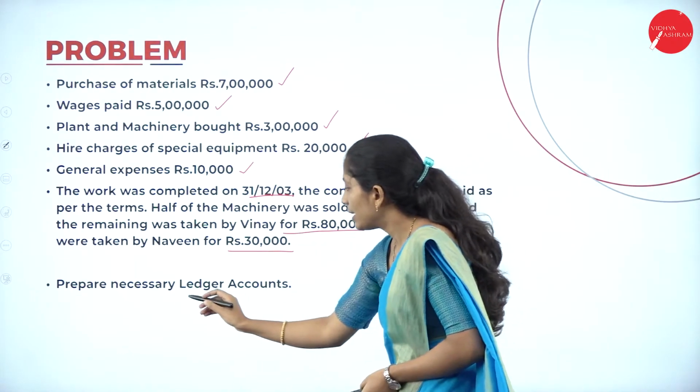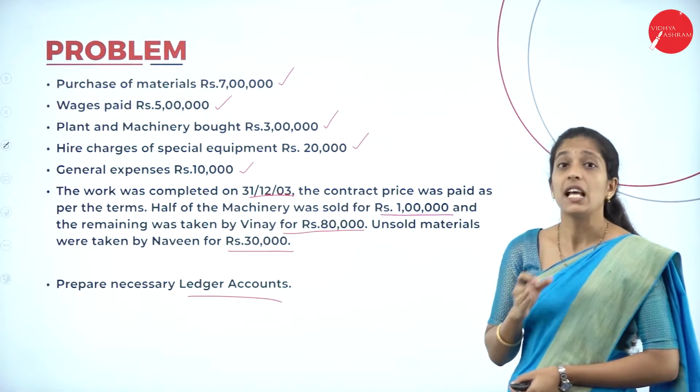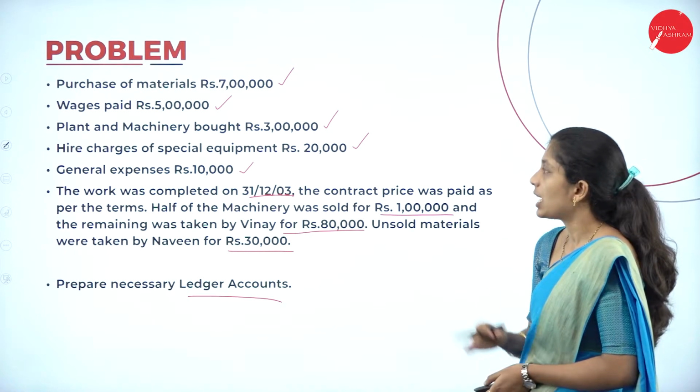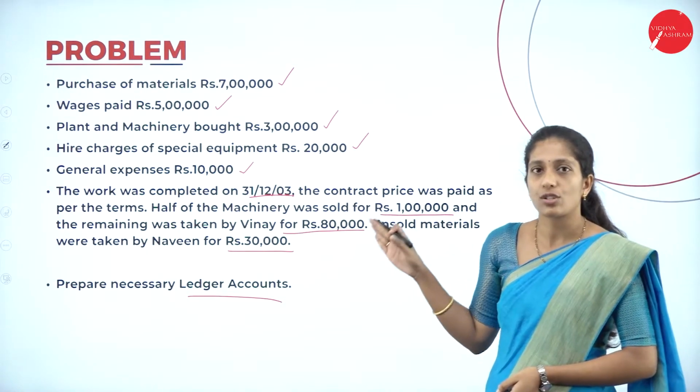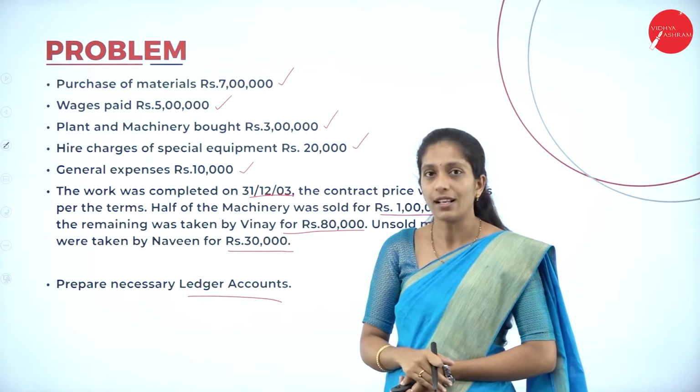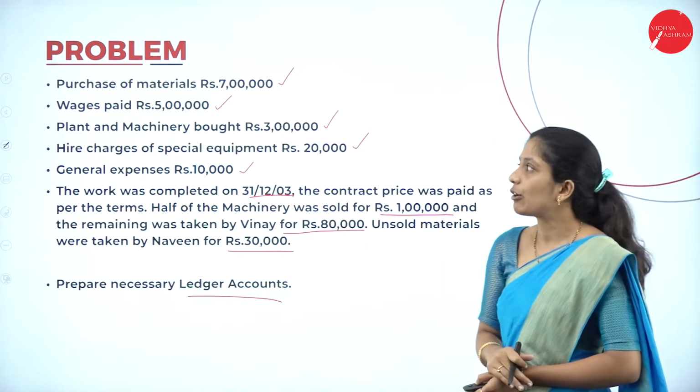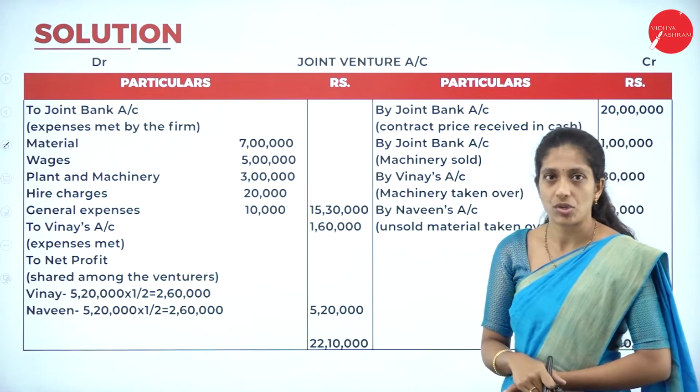Pass necessary ledger accounts, or we have to prepare necessary ledger accounts. Now what you have to do? You have understood the question. Now we shall directly go through the solution. So which is the first account to be prepared? That is joint venture account.